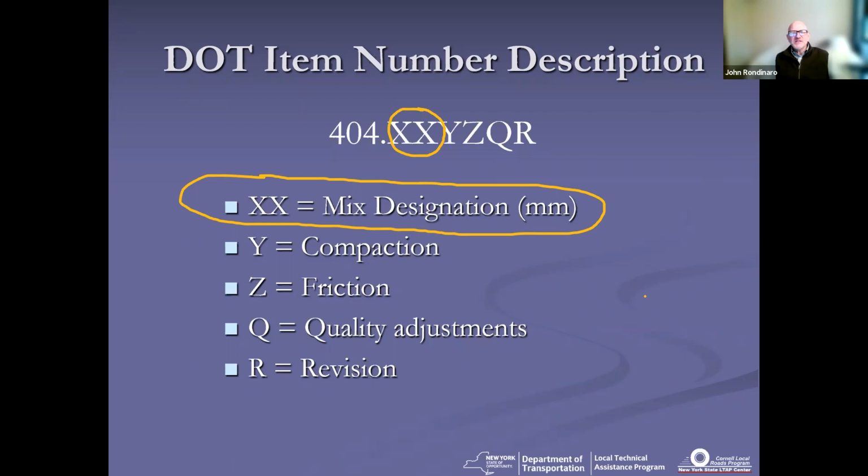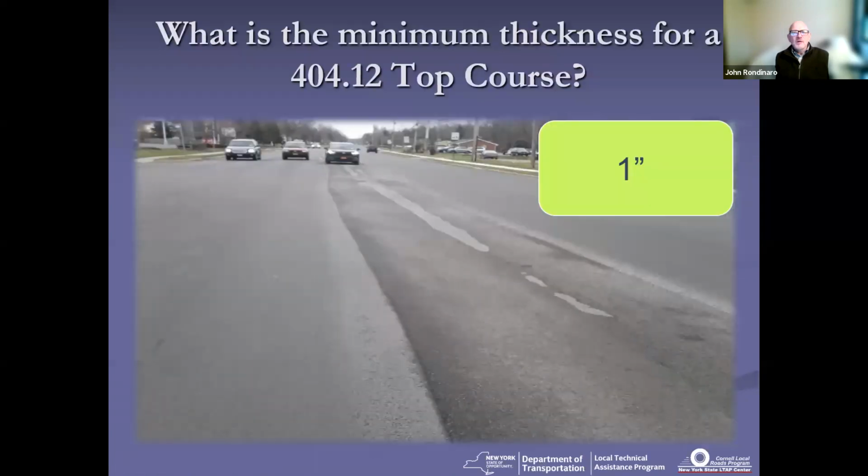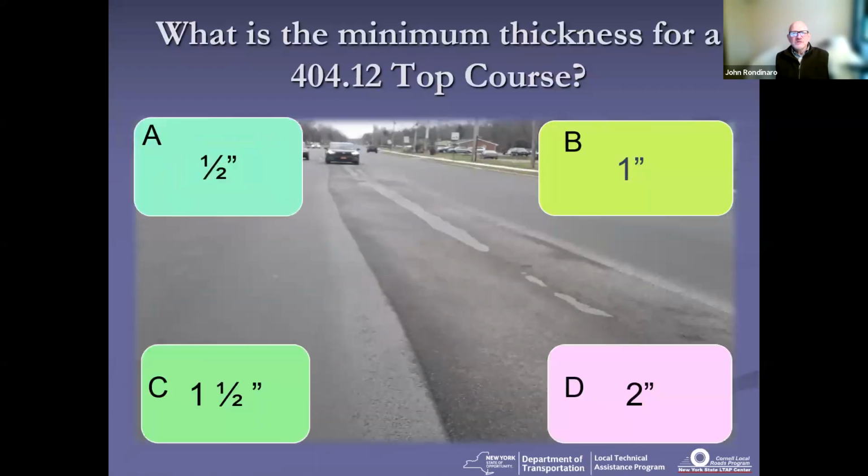In terms of the other designators, they just talk about compaction, friction, quality adjustments, and spec revision. So let's take another quiz. Again, put your answer in the Q&A. What's the minimum thickness for a 404.12 top course?